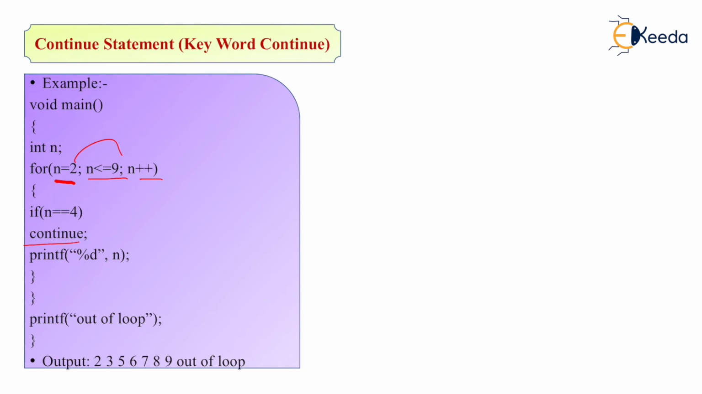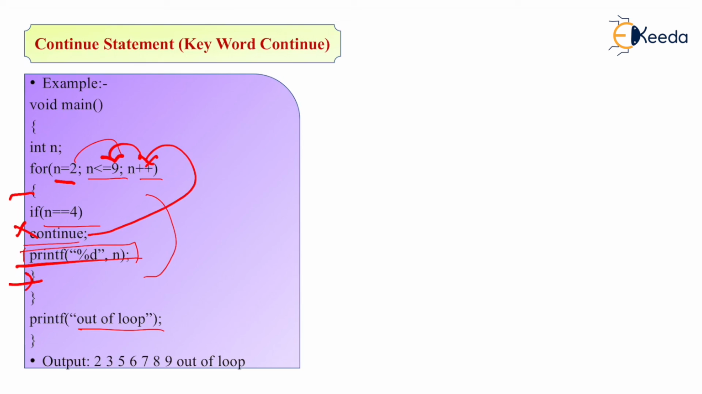So how will this execution happen? For the first time, 2 will get printed, then 3 will get printed. When n becomes 4, your control will not come back here. It will go directly to the updating statement and then to the condition. That means it will not print the value of 4. Then for 5, 6, 7, 8, 9, it will execute. When this condition becomes false, that time you will get the output as out of loop.